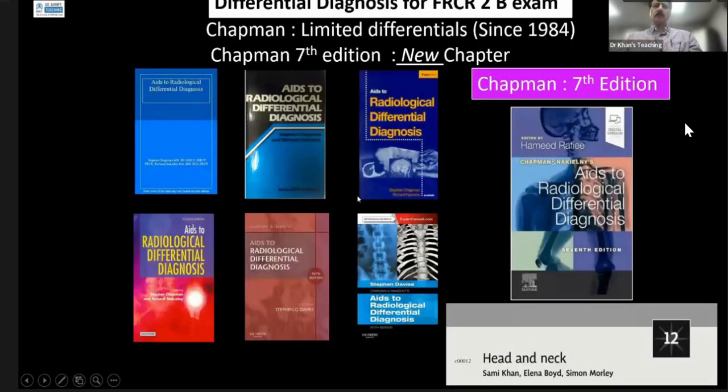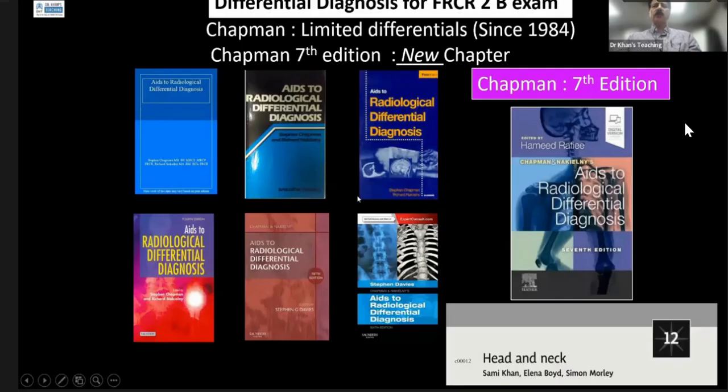Now, again, for those of you who are new members, radiologists by definition, as a specialty, we are and we should be very good in differential diagnosis. And this is what radiology is about. We pick up a finding, correlate with the clinical, give a differential. This is what radiology is about.